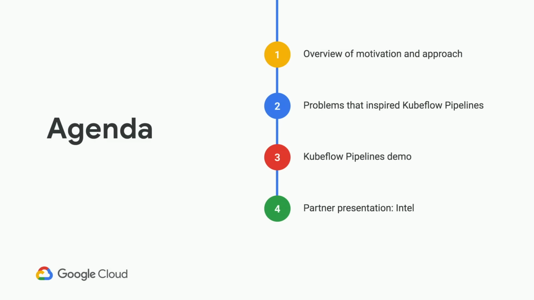So first, let me present the high-level agenda of the talk. First, I'll present the motivations behind the various tools and services that we're building as part of the Cloud AI platform and provide an overview of the approach that we're taking. Next, we will do a deeper dive into the specific problems that inspired the Kubeflow pipelines initiative. After that, we'll get into the meat of the presentation, which is where I'll give you a demo of Kubeflow pipelines and also talk about pertinent under-the-hood technical details pertaining to Kubeflow pipelines. And after that, I will hand it over to Andreas to talk about how Intel has leveraged Kubeflow pipelines to build components for their OpenVINO toolkit.